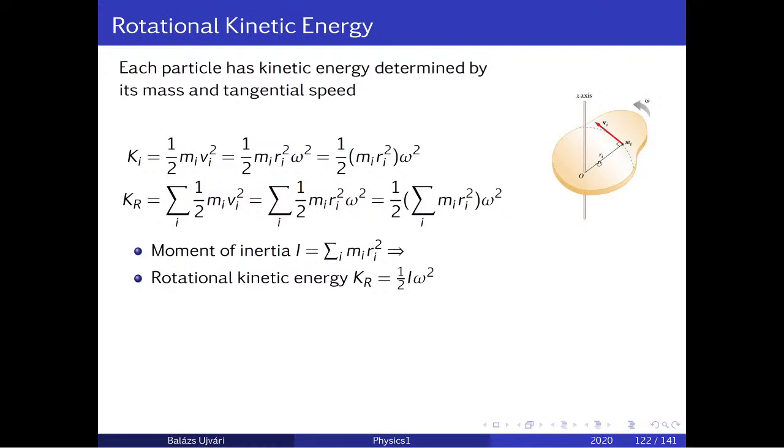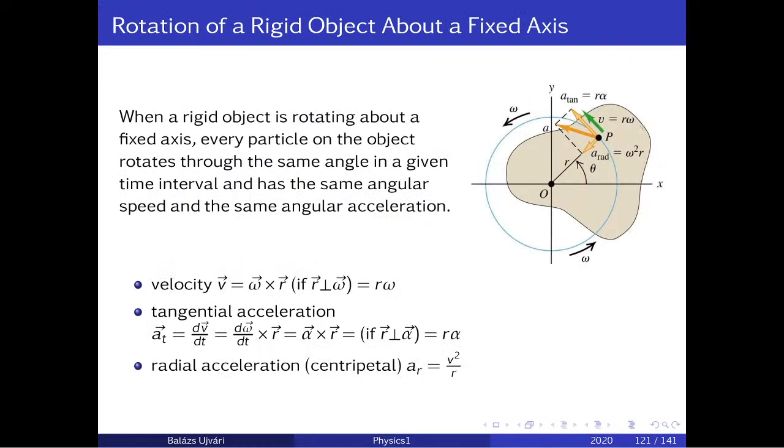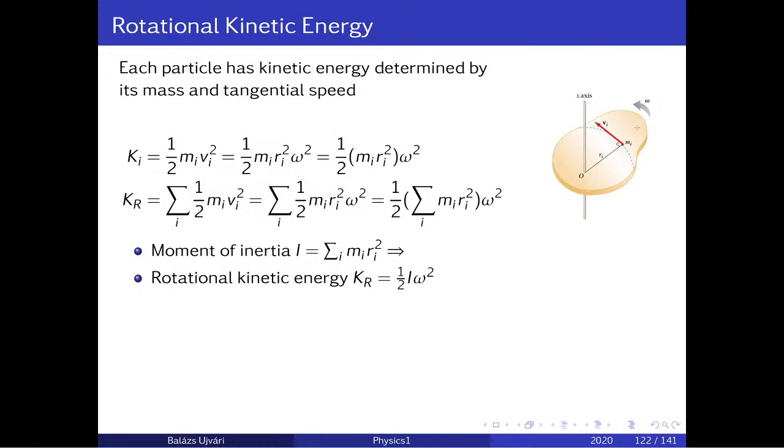So for example, 1 cubic millimeter or 1 gram of the body will have 1 over 2 mv square, so a small kinetic energy, and there where the v is pretty large, since v equals r times omega, and if the omega is constant, increasing the r will increase the v. You can't calculate the kinetic energy of the body easily.